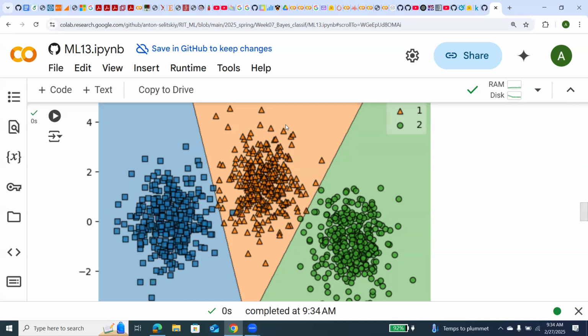Just logistic. So do you have any idea why the logistic regression that we did last time worked better than multiple binary classifiers? There is a simple explanation.